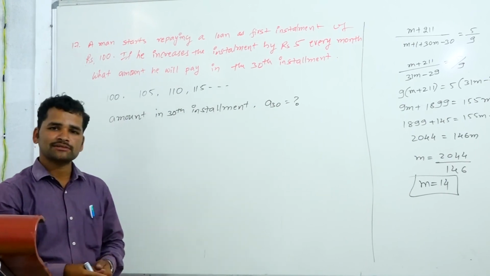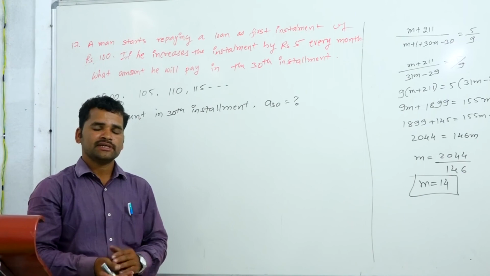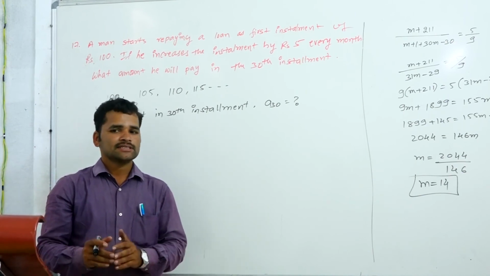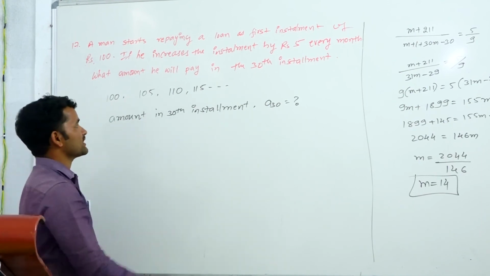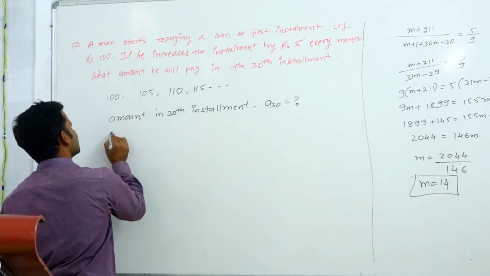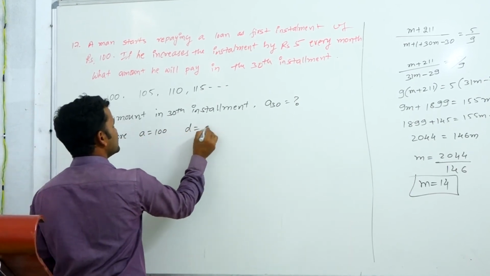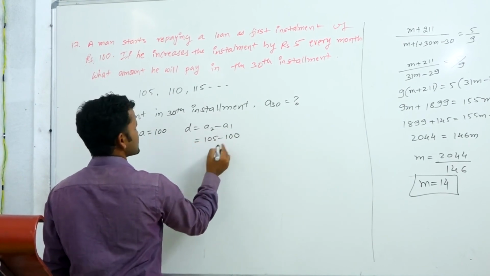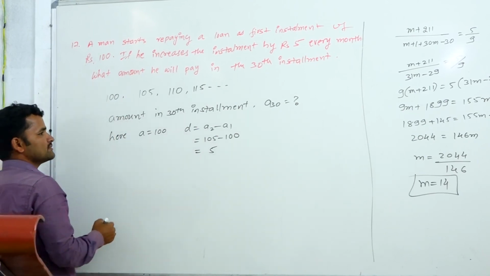What is the formula for A30? An is a plus (n minus 1) into d. A30 is a plus (30 minus 1) into d, that is A30 is equal to a plus 29d. a and d are unknown here, but easily we can calculate. Here a is equal to 100 and d is equal to A2 minus A1, 105 minus 100, which is nothing but 5. Common difference is equal to 5.